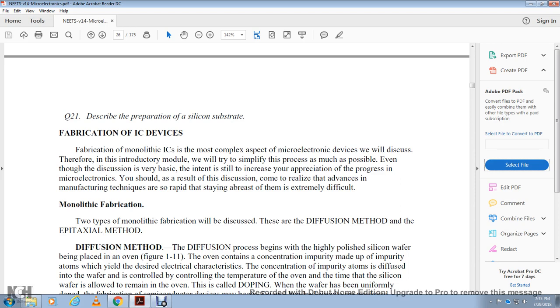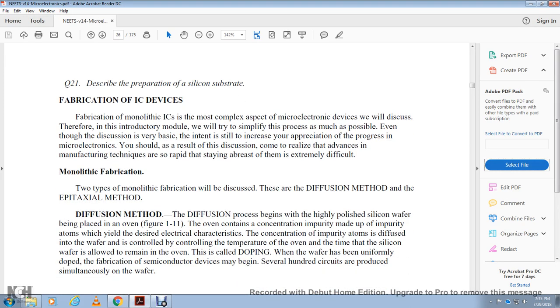Monolithic fabrication. We will discover two types of monolithic fabrication: the diffusion method and the epitaxial method. In the diffusion method, the process begins with a highly polished silicon wafer placed in an oven. The oven contains a concentration of impurity chosen to yield the desired electrical character of the wafer, and the impurity is added and diffused into the wafer. Controlling the temperature of the oven and the time the silicon wafer is allowed to remain in the oven is called doping. The wafer has been uniformly doped.